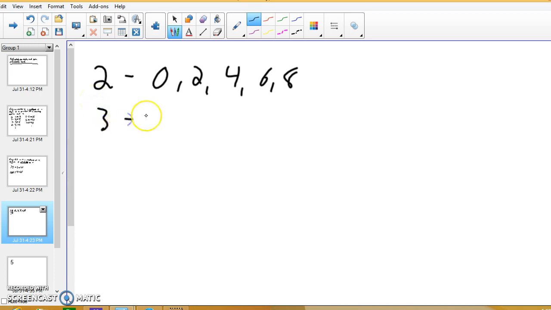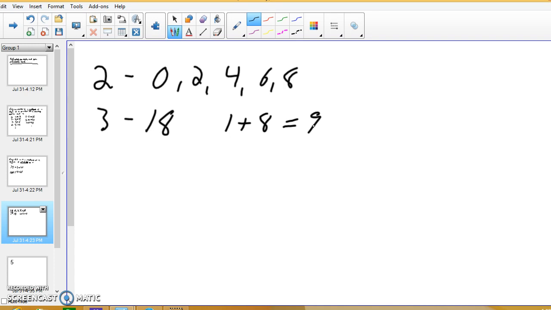Our next test is 3. Now the divisibility test here is: if the sum of the digits of the number is divisible by 3, then the whole thing is divisible by 3. So an example of that, say the number 18. Well, 1 plus 8, the sum of its digits, is equal to 9, and we know 9 is divisible by 3.